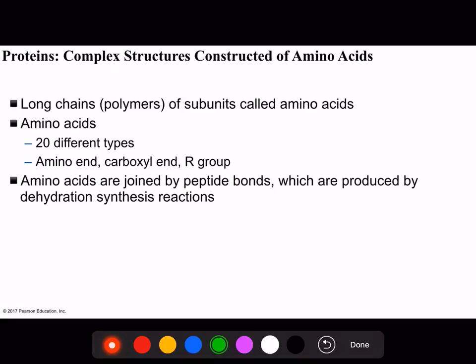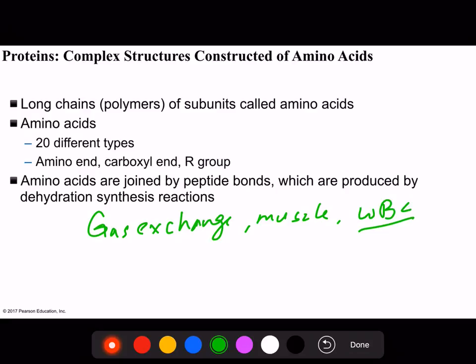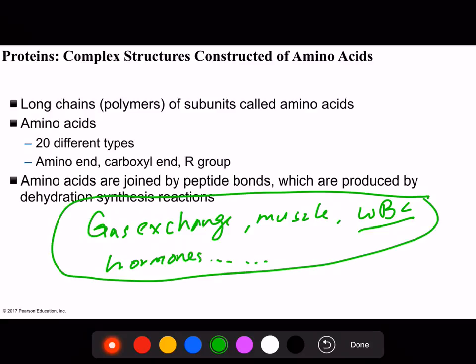Proteins. Proteins are extremely important because they are the units performing functions in our body. Think of gas exchange, muscles working, white blood cells that defend us, and hormones, and many other functions within our body, all are performed by the proteins.